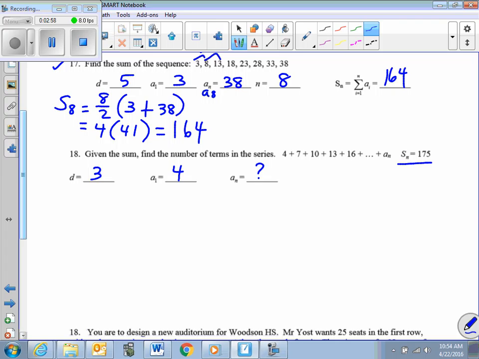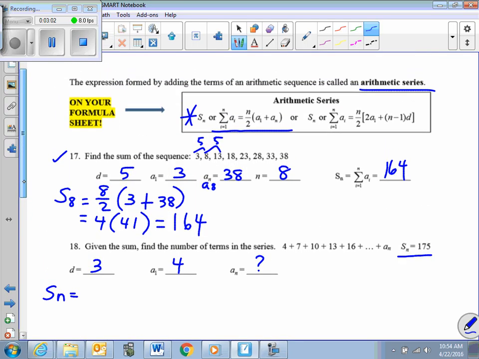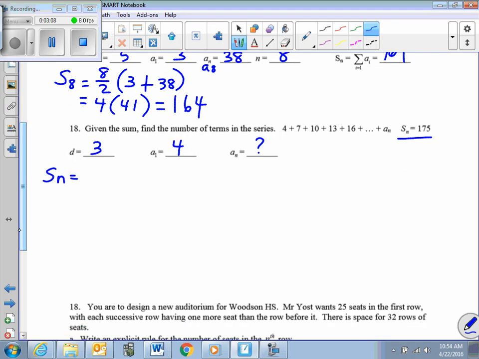So let's set up our formula. We know that, let's go back up here and look. We know that the sum of the n terms is n over 2 times the first term plus the last term. We know the sum, so let's just plug in what we know. We know the sum is 175. So that's n over 2. The first term, we do know the first term, it's 4.